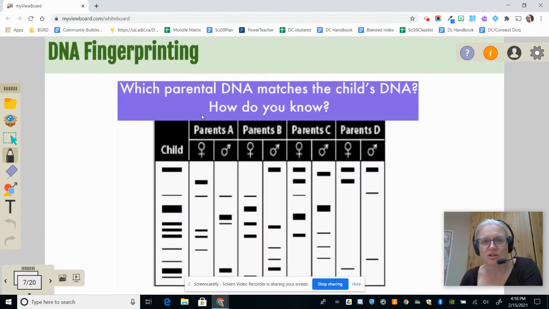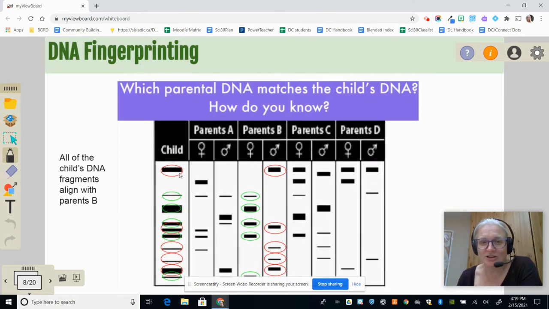So in this question, you have 4 sets of parents and 1 child, and you're trying to figure out who that child belongs to. Remember, children get all their DNA from the 2 parents. The only place the child can get its DNA is from the parents, so they have to match 100%. If you look, you can see this child matches parents B. All their DNA has been passed on to that child, so that child only has DNA from that parent. You can see how it quite nicely matches.